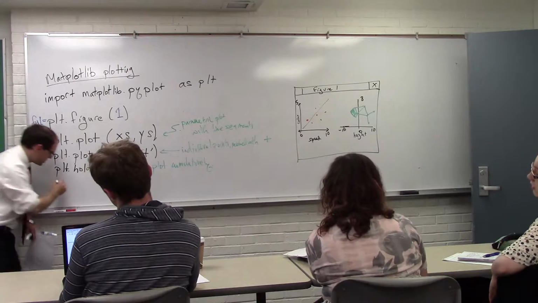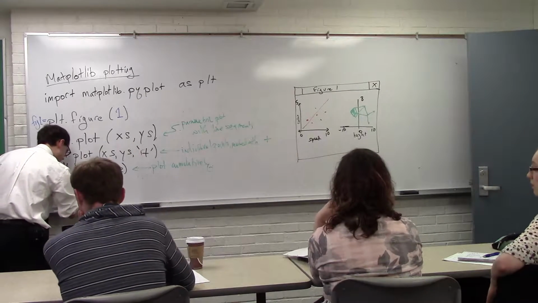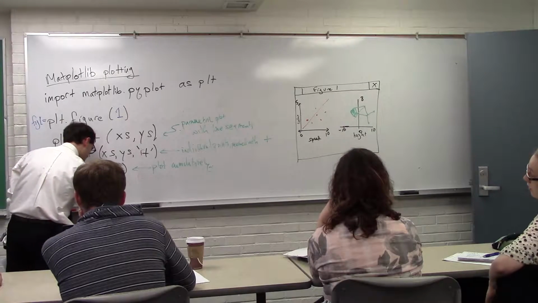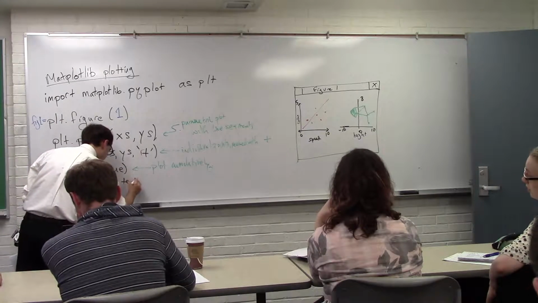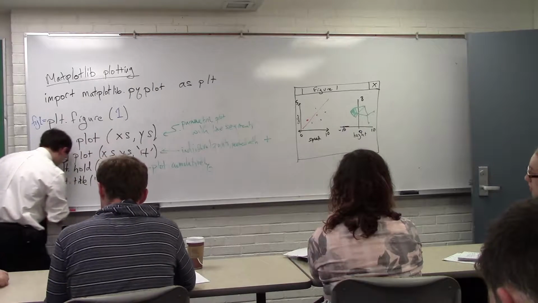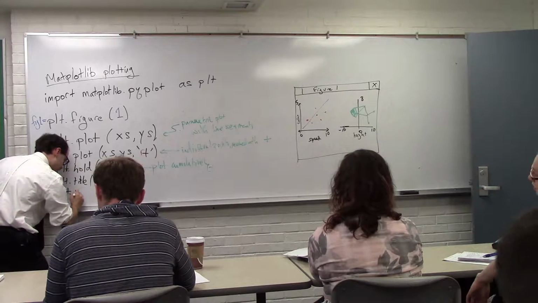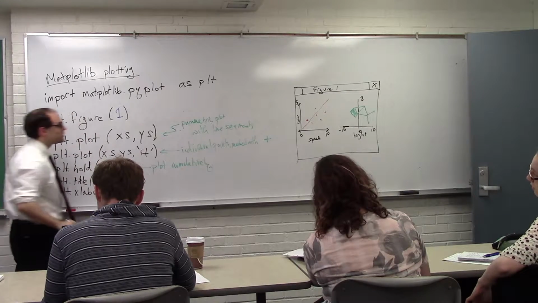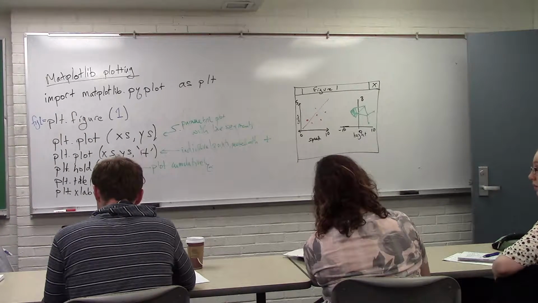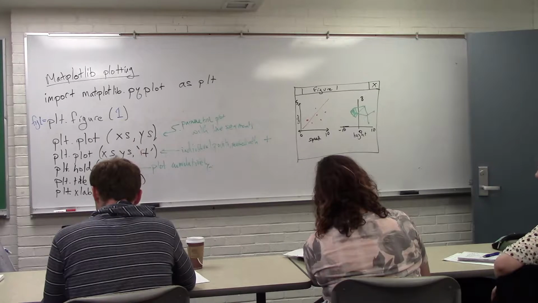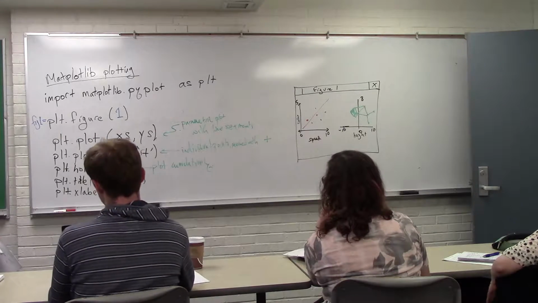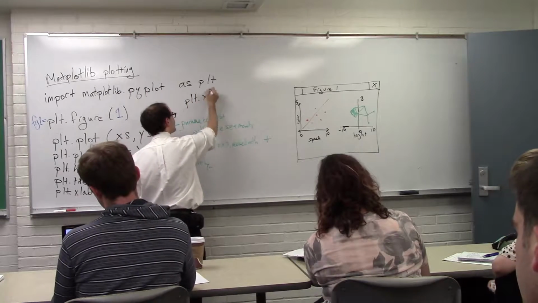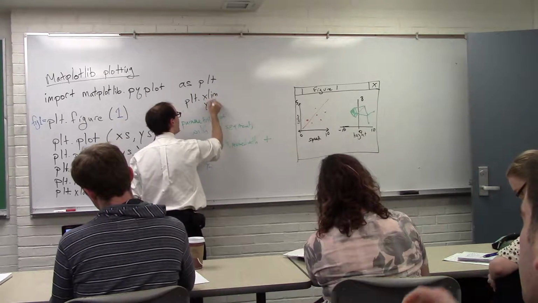You can label things. plt.title does what you think it does. Put some text in here. plt.xlabel or ylabel does what you think it does. And there are two more that I tend to use frequently, and that's plt.xlim and plt.ylim.